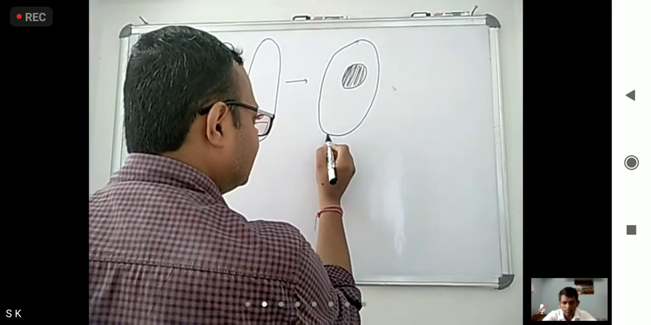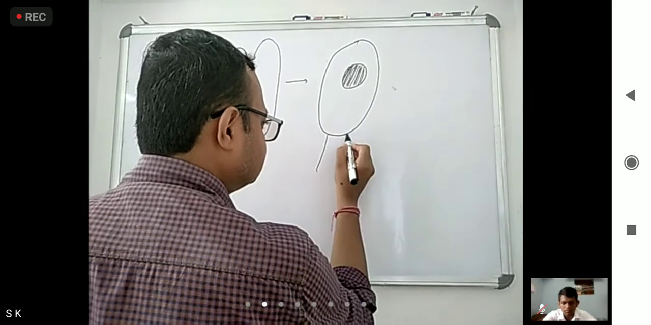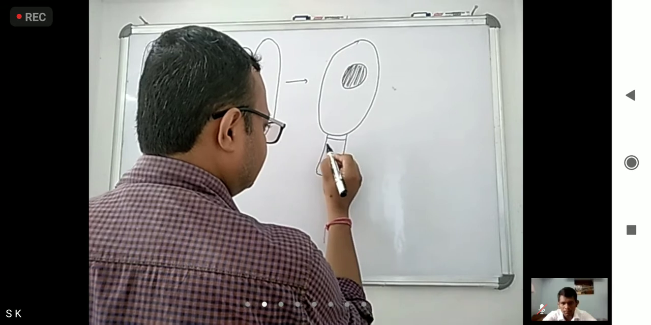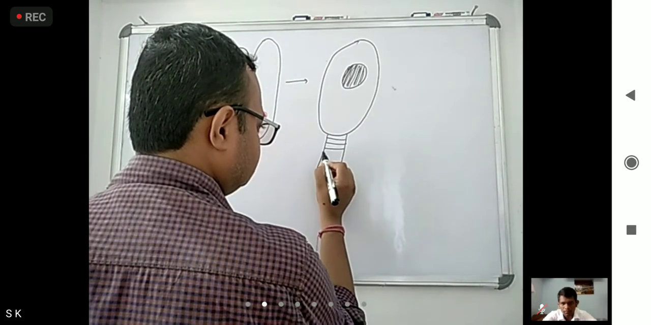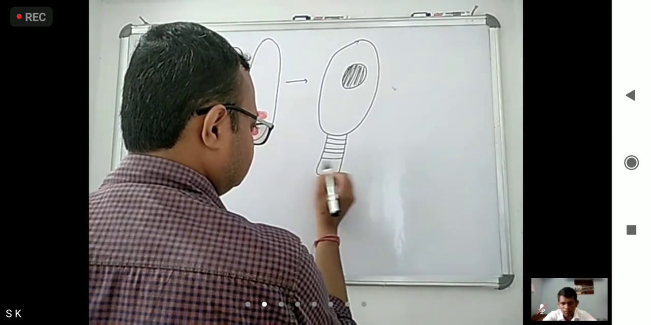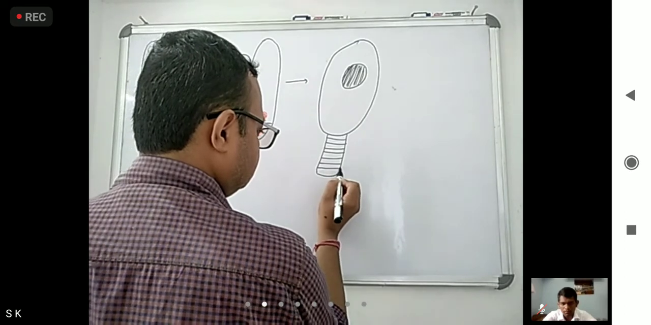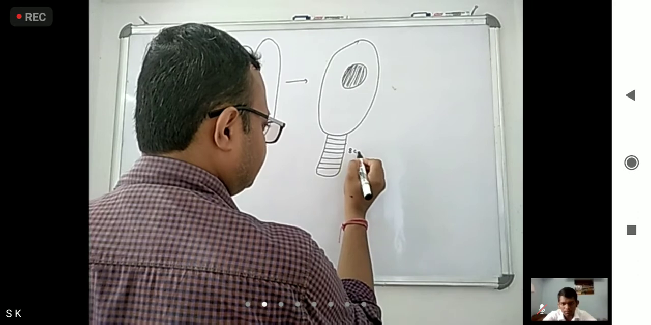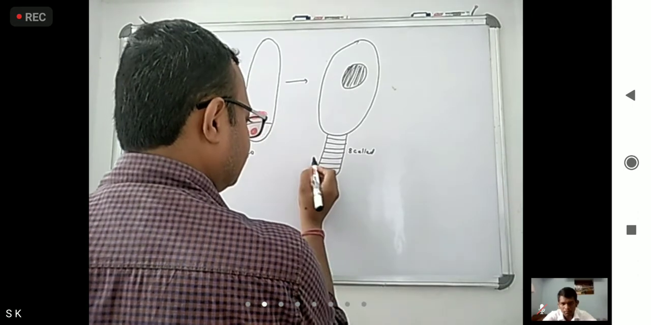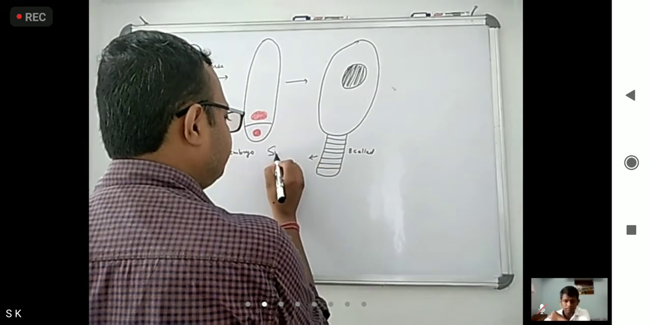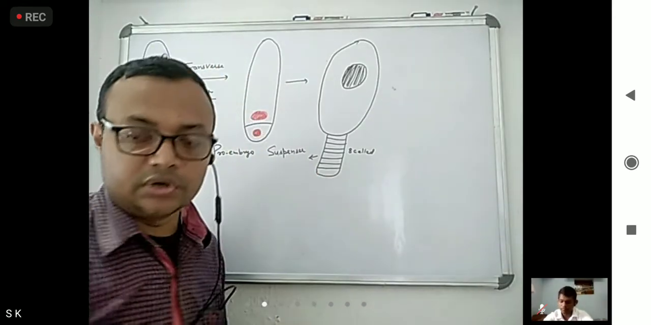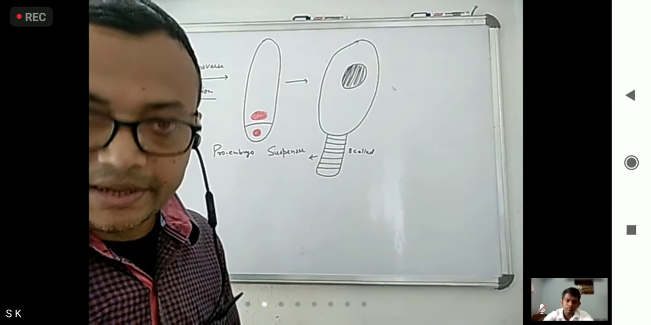And here the lower cell, this is 8 celled, and it is known as suspensor. Okay, it is known as what? Suspensor.